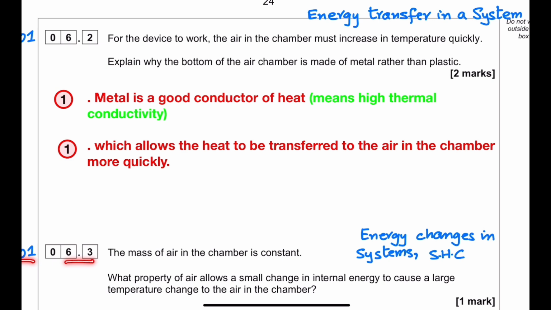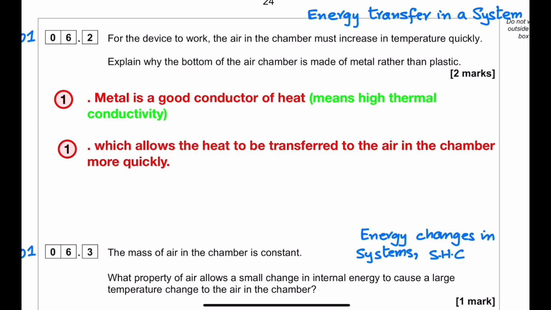6.3 is an A1 question and this question is from energy changes in the system and specific heat capacity. The mass of air in the chamber is constant. What property of air allows a small change in the internal energy to cause a large temperature change to the air in the chamber? So we need to find the property of the air which links the internal energy and the change in temperature.